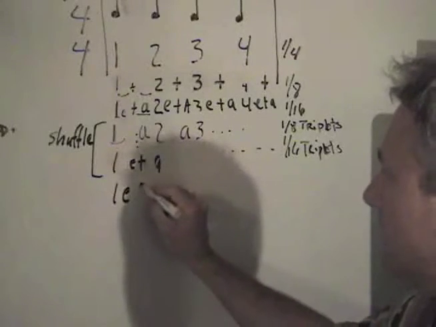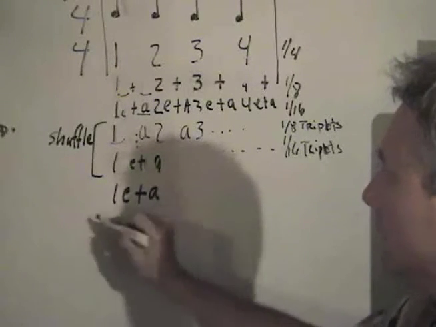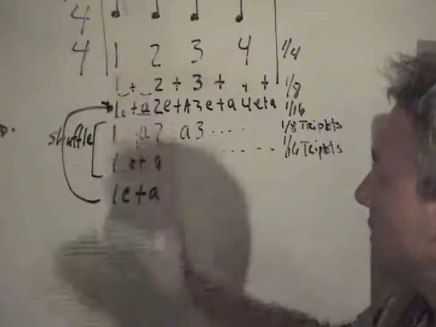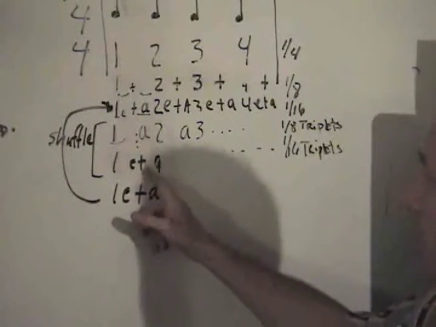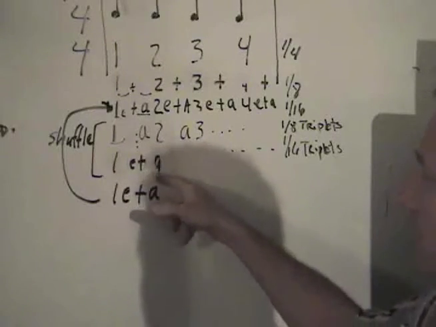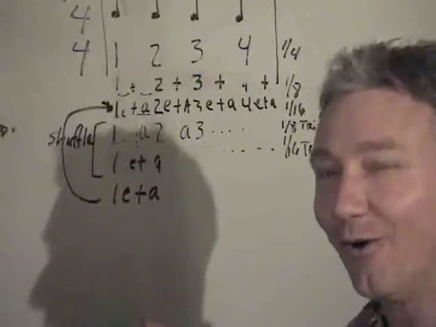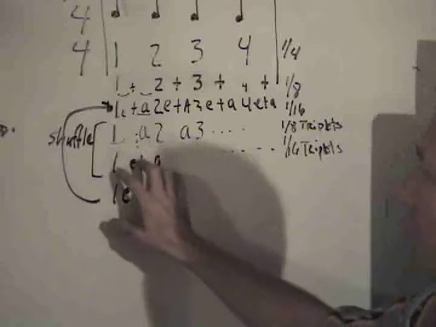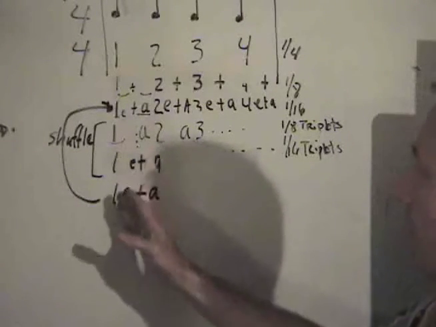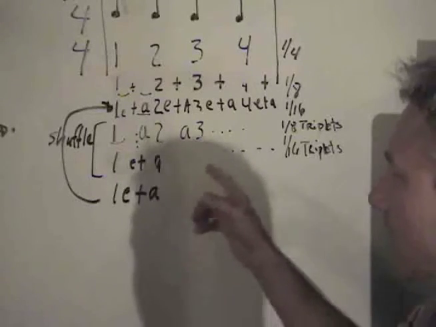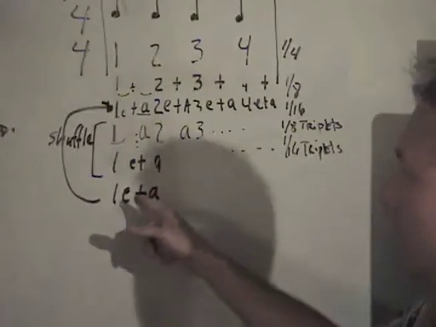Notice that is not the same as 1 E and, which is over here, which is a straight feel. The E has been shifted over. The and has been shifted over. It has been swung over. So that's why they call it swing or a shuffle. It's been moved over. 1 E and 2 E and 3 E and 1 E and.